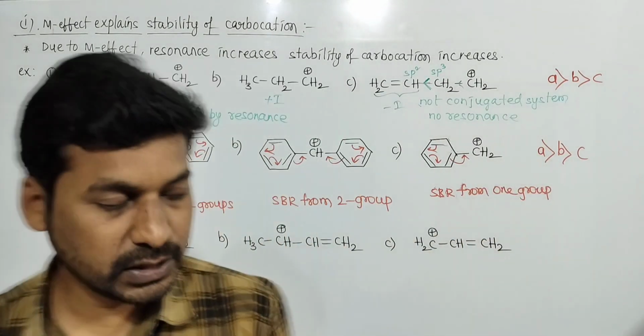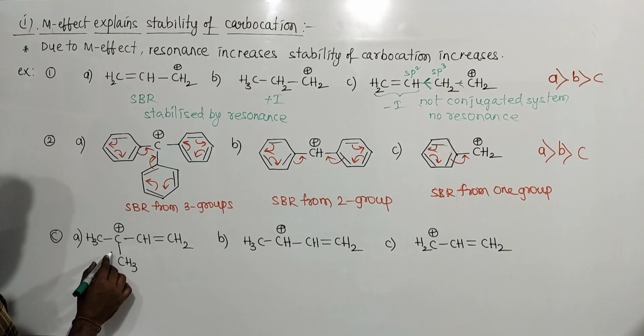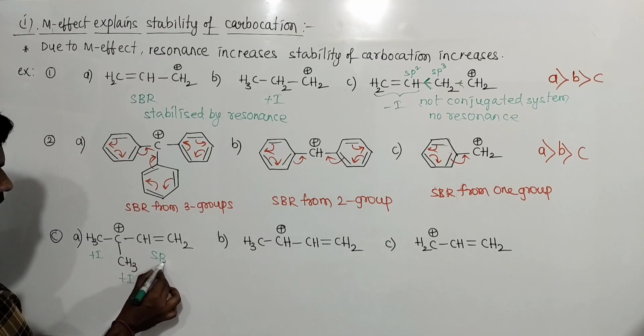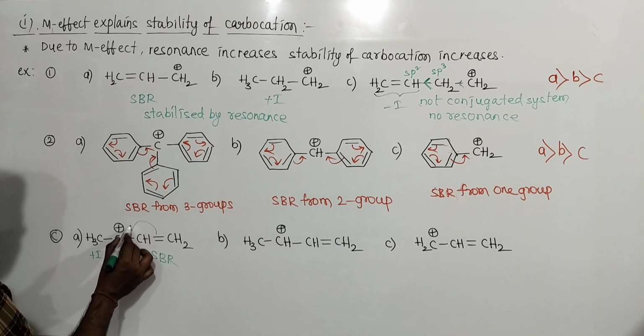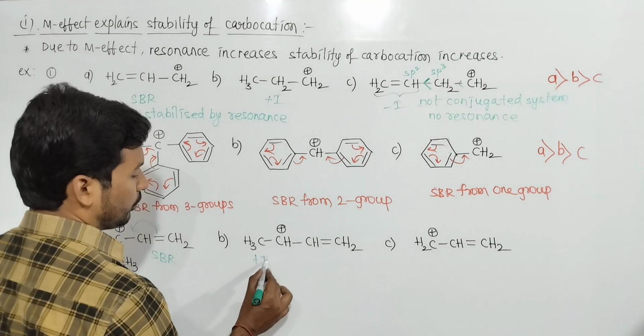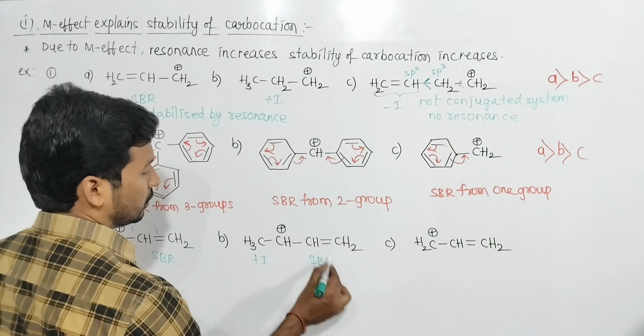Next, see this third question. Compare the stability of A, B, C. Here this is a plus I group, this is a plus I group, and this is stabilized by resonance. Here this is a plus I group, and here, what? Stabilized by resonance.